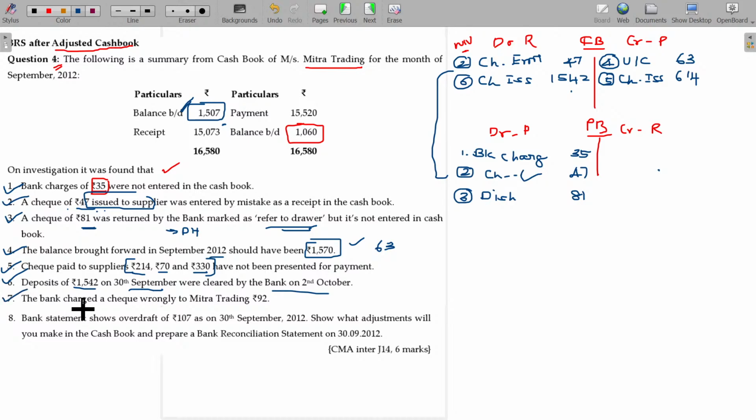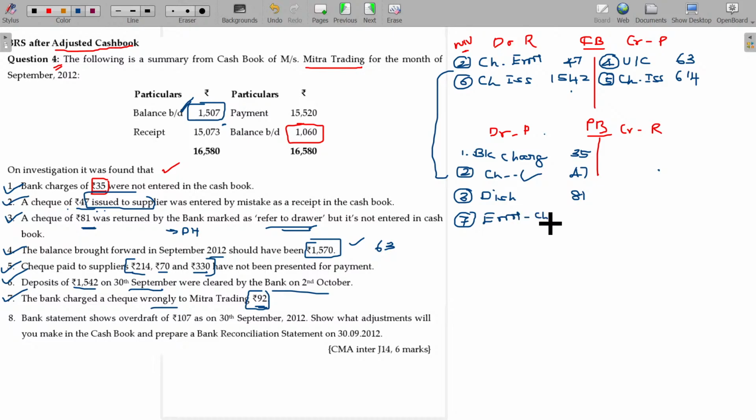7. The bank charged a check wrongly on Mitra Trading at rupees 92. Bank charged a check wrongly to Mitra Trading. Okay. So they have wrongly charged, means paid. Here, the number 7, it's an error. Banker's error.